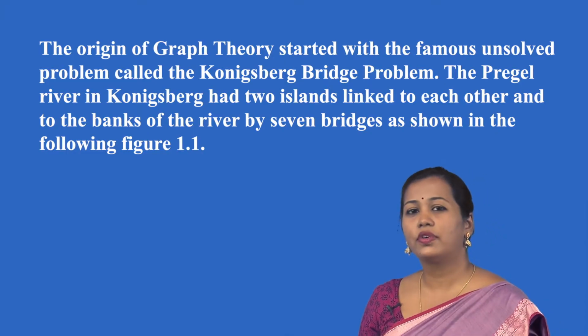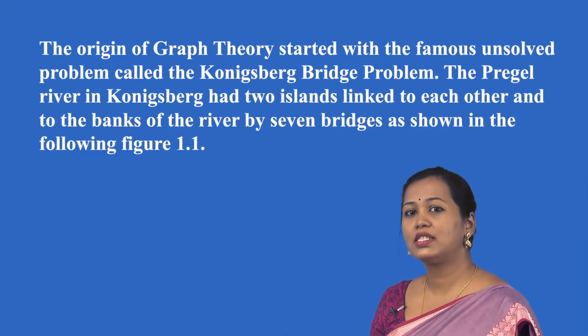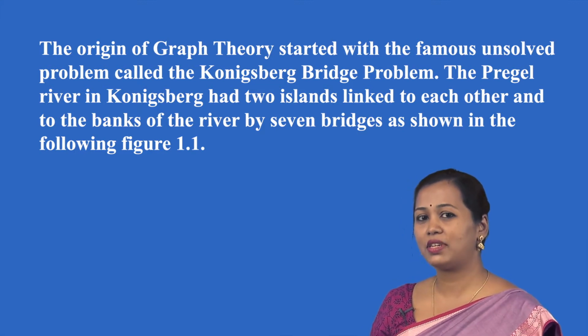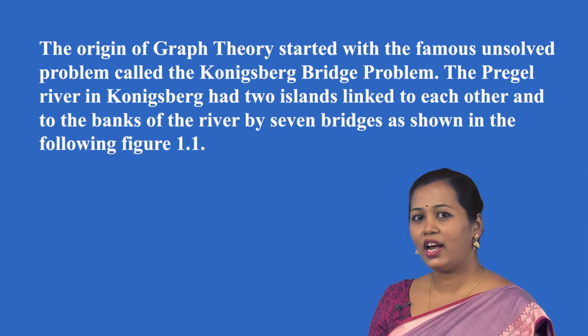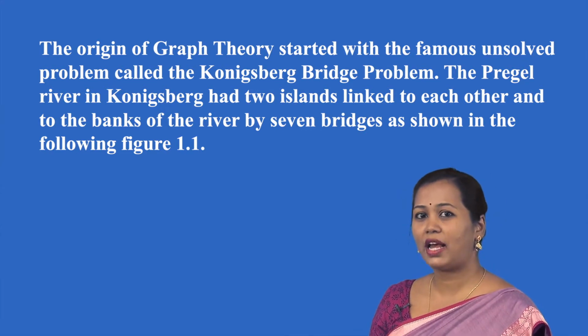The title of the module, Eulerian graphs. Today we are going to learn about Eulerian circuits. The origin of graph theory started with the famous unsolved problem called the Königsberg bridge problem. The Pregel river in Königsberg had two islands linked to each other and to the banks of the river by 7 bridges as shown on the screen.